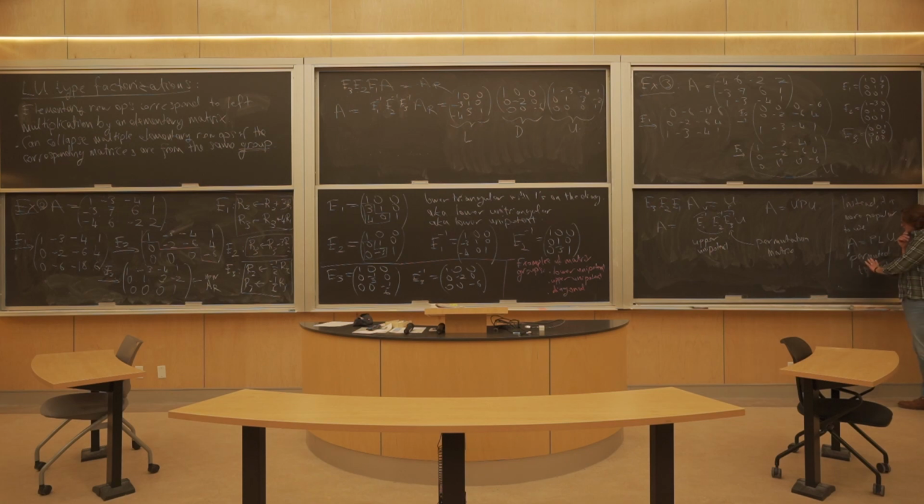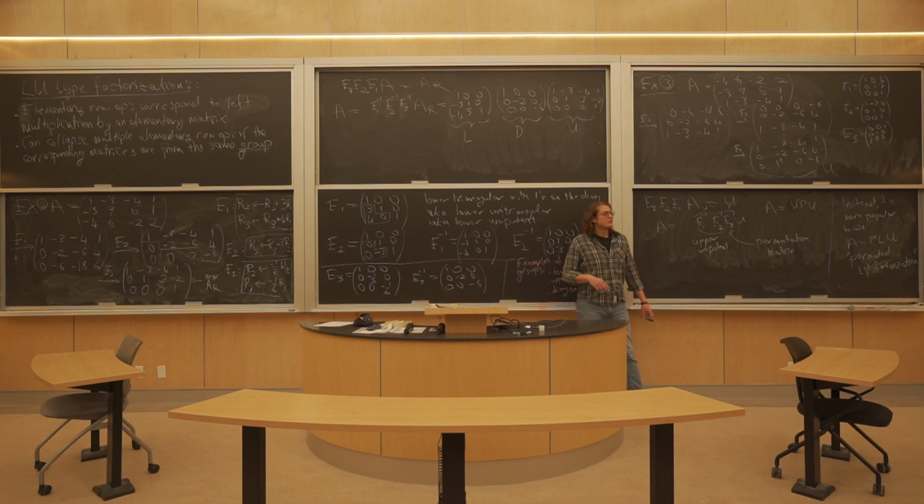I should also mention what a permutation matrix is. Let me give a definition of a permutation matrix. And just like the lower triangular matrices or the diagonal matrices or upper triangular matrices, permutations too end up becoming a matrix group.